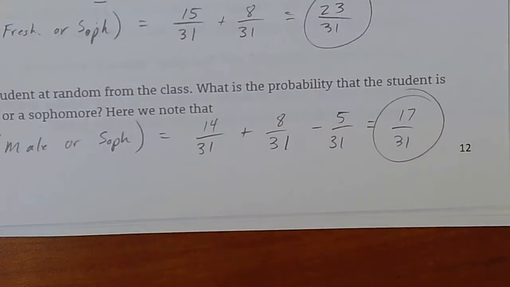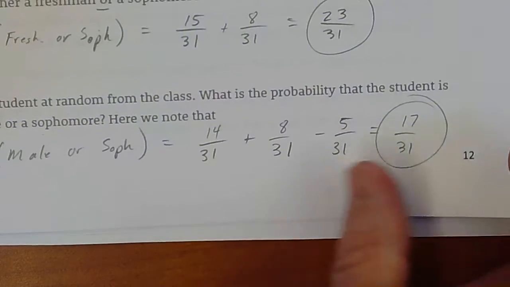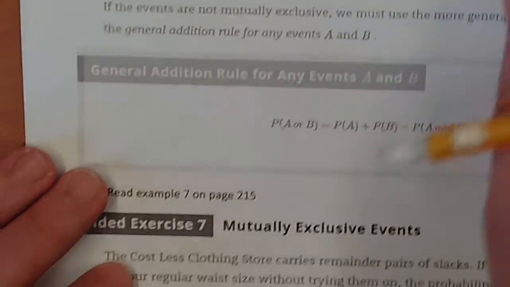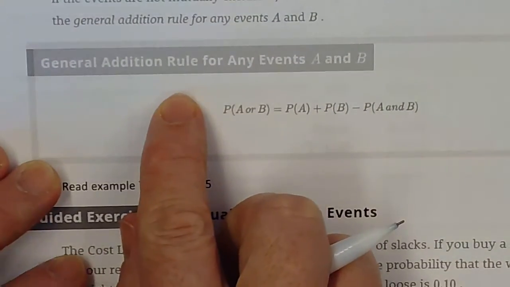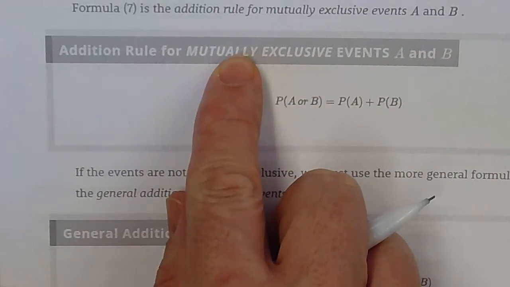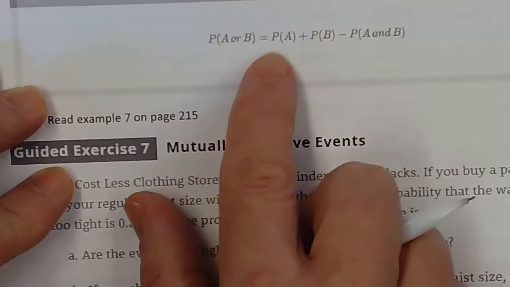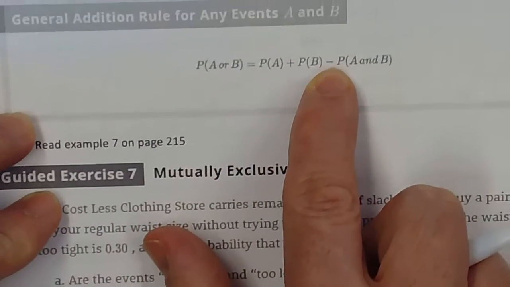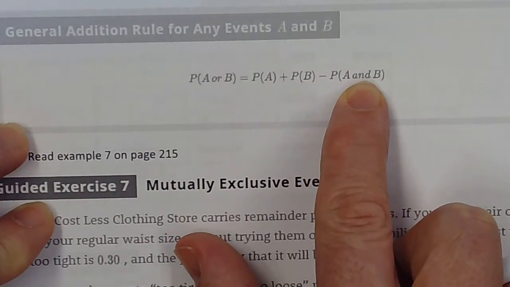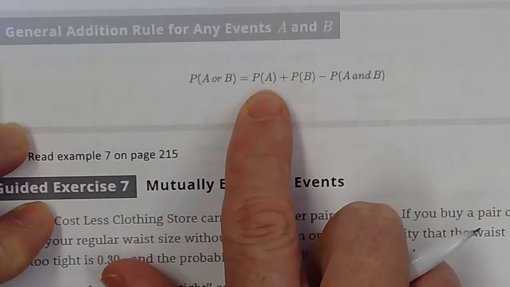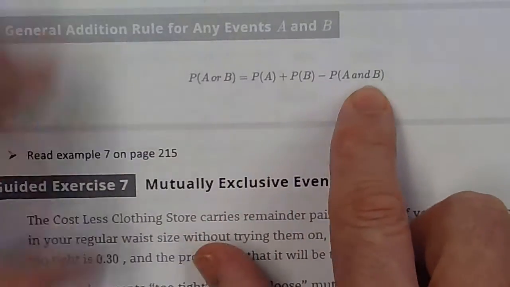Okay, now there's a formula to help us with this. It's on the next page. Let me show you. The general addition rule: if they're mutually exclusive, like freshman or sophomore, we didn't have to worry about it. It's simple. Add them together. But if they are not mutually exclusive, we have to subtract what I like to call the overlap, or the part that was double counted. So we have the probability of A plus the probability of B minus the probability of A and B.